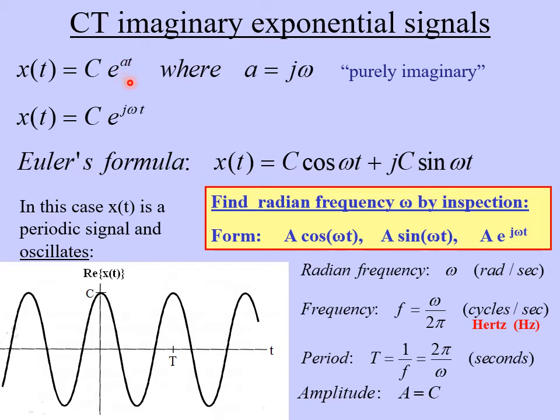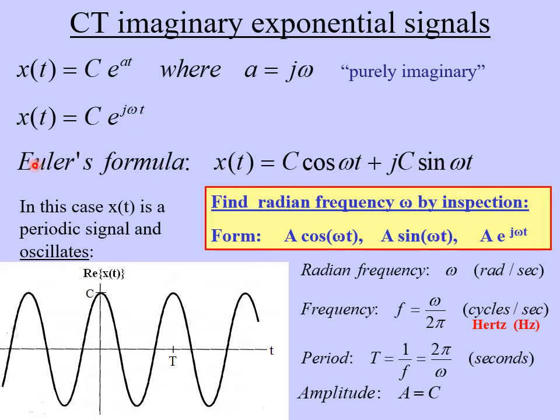The only difference now, and it's a big difference, is that a is not a real number like it was earlier. Now a is going to be purely imaginary, in other words, it has no real part. It's just j times some number, and that number we're going to call omega, and you'll see why shortly. So substituting this in, our imaginary exponential signal is x of t equals some constant c times e to the j omega t.